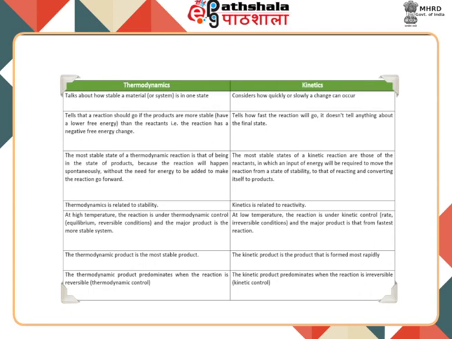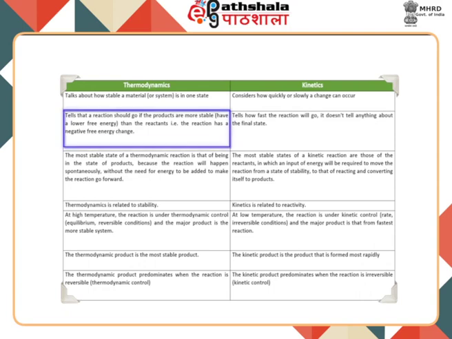For a reaction irreversible under mild conditions and reversible under vigorous conditions, at a certain temperature, one product changes to another. At this particular temperature, there is a change between a kinetic and a thermodynamic product. Now, let's again have a quick comparison of thermodynamics and kinetics. Thermodynamics talks about how stable a material or system is in one state, whereas kinetics considers how quickly or slowly a change can occur.